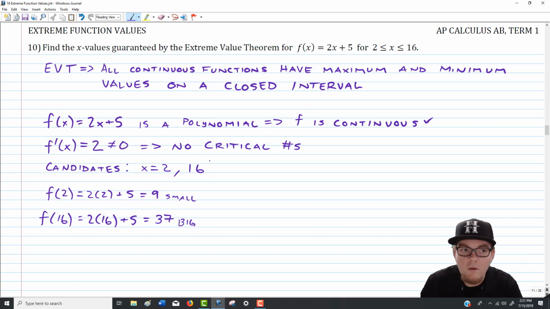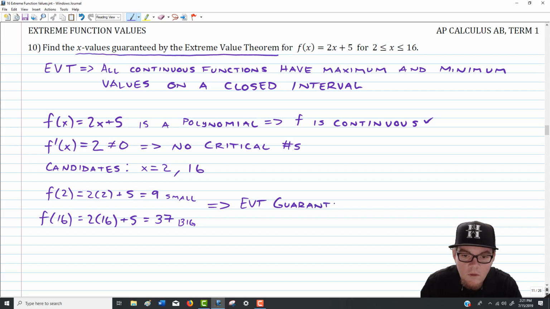But more importantly, the question we were asked was, what are the x values guaranteed by the extreme value theorem? As in, what are those points? Where are those x values where the maximum and minimum will occur? That means that the values we are guaranteed, EVT guarantees, in our case, x equals 2 and 16.